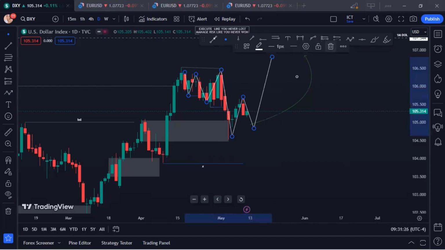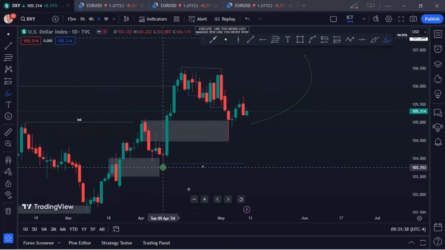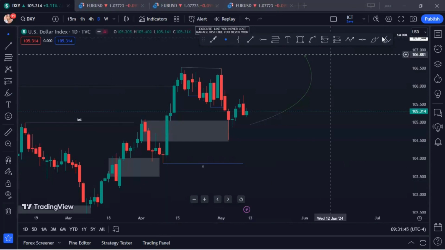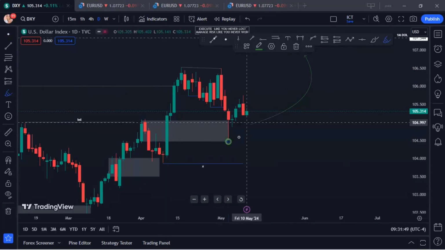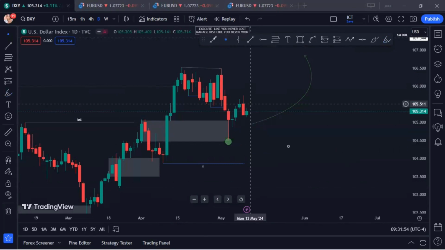At any point this low right here is taken, that is an invalidation for price to expand to take down this low. Okay, so guys, that's the expectation. I'm more bullish this week, and I expect price not to take out this low if we should expand to the upside. Price should not take out this low if we should expand to the upside. So that's my expectation, guys, for the week.